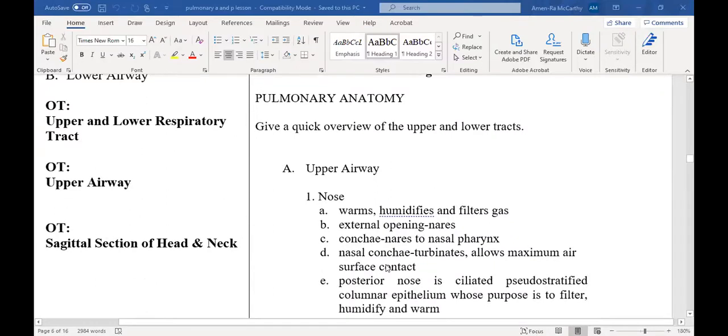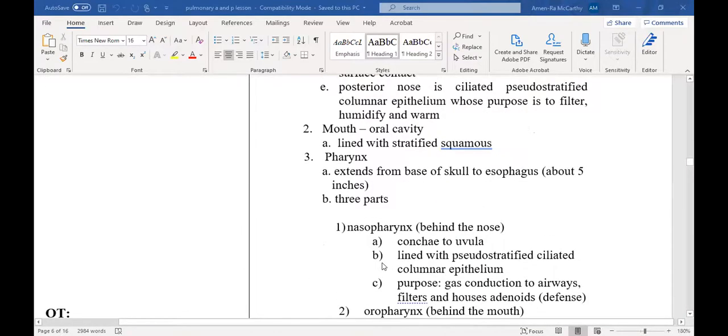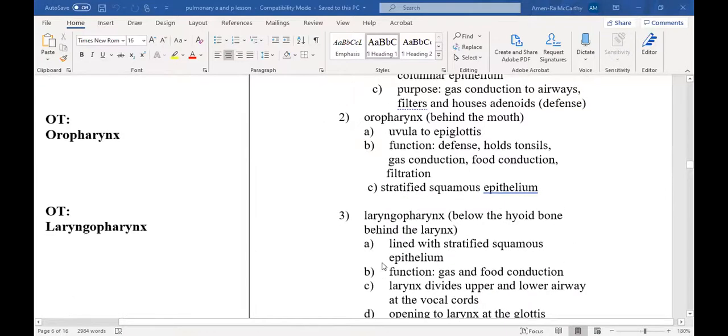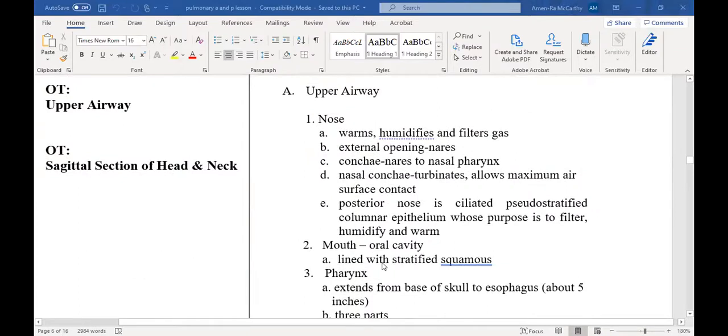All right, first we're going to talk about the upper airway. The upper airway is the first part or the higher part of the respiratory tract. You have an upper and a lower, okay? Upper airway consists of the nose, the mouth, and the pharynx, okay? And the pharynx is broken down into 3 parts. So let's look at it. The nose.